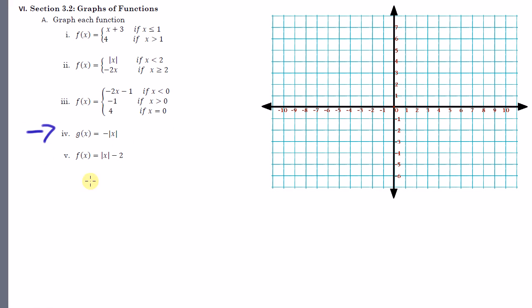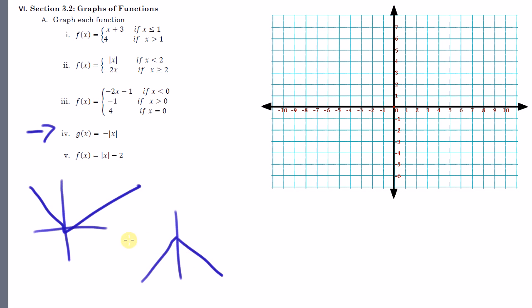Alright, we're going to do this guy. The negative tells me that it's going to be a reflection. The parent graph looks like that. It's a V. And so this graph is going to look like this. So now that I have a general idea of what the shape is, I know that at 0 it's going to be 0. If I plug -1 in there, let's plug -1 in here.